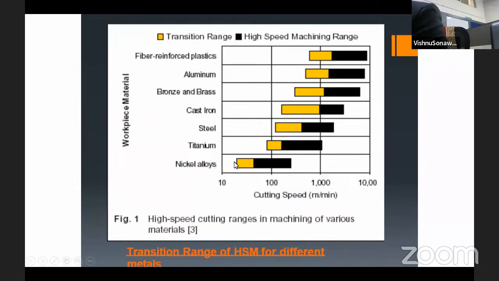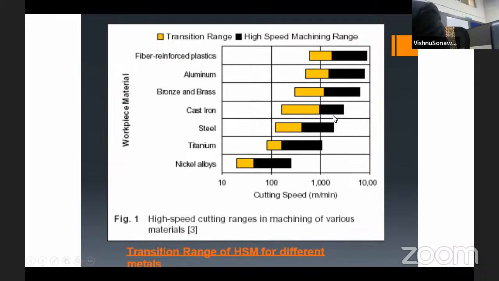Here the nickel alloys, this is a hard and tough material. For this hard and tough material, we can maintain the cutting speed up to 50 to 60 meter per minute. And here the titanium, that is a less hard material than the nickel alloys, but this is still a hard material, and here 80 to 90 meter per minute. And for the steel material, here 600 to 700 meter per minute cutting speed we can achieve.